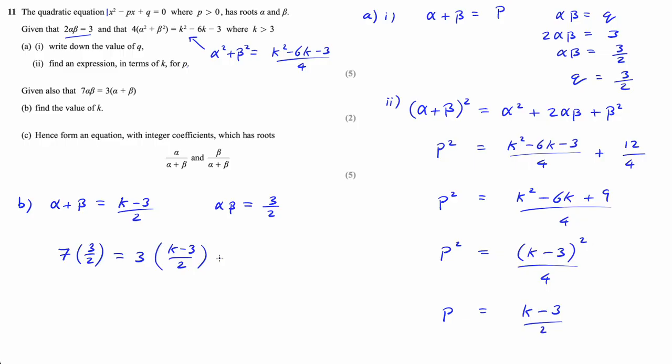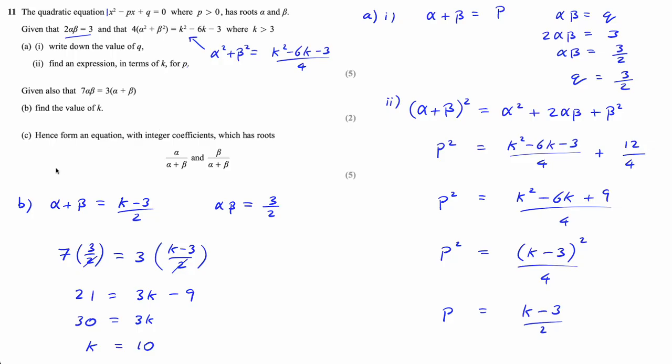So I'm going to say 7 times alpha beta, 3 over 2, equals 3 times this, k minus 3 over 2. Okay, I'll just delete these two 2's, multiply both sides by 2 and that gets rid of that. That makes 21 equals 3k minus 9. 3k equals 30, and k equals 10. Okay, that is part B.